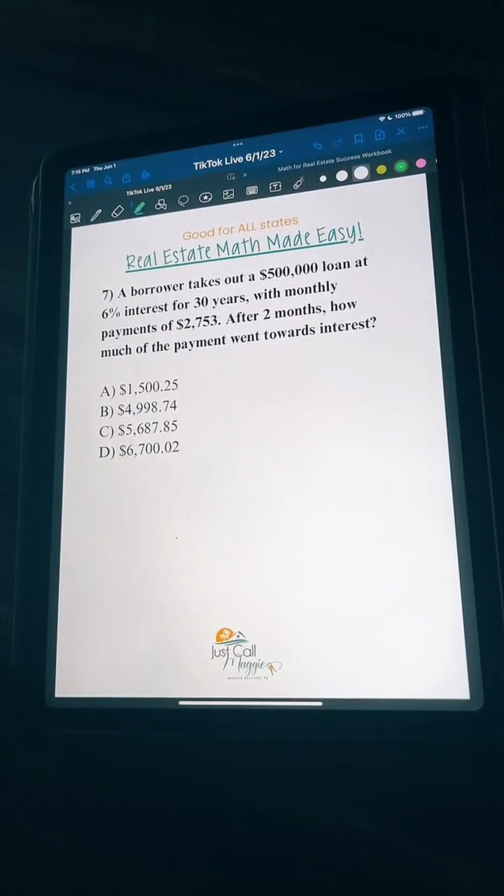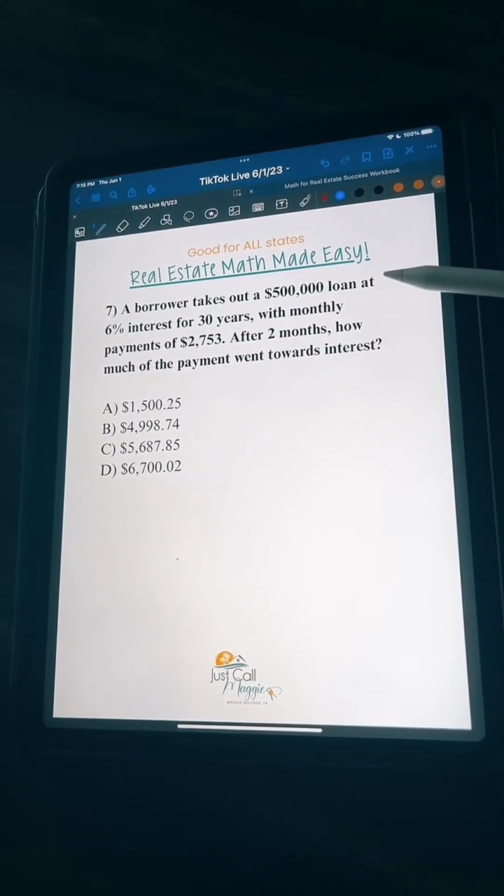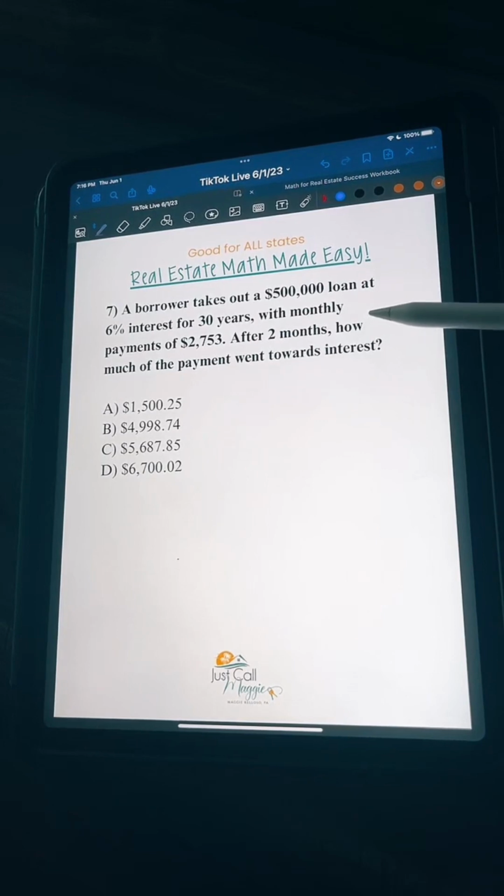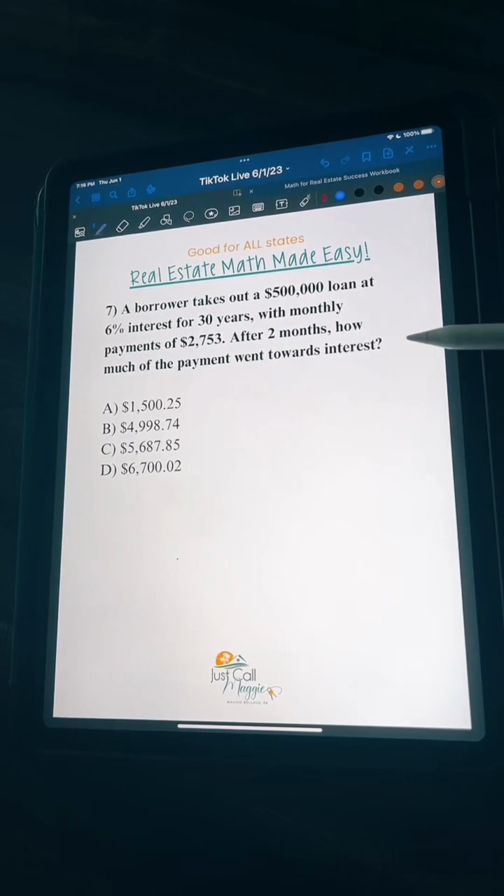Okay, here we go. This is the one you guys have been asking for. Here are some hard questions. It says a borrower takes out a $500,000 loan at 6% interest for 30 years with monthly payments of $2,753. After 2 months, how much of the payment went towards interest? Okay, so this is an amortization chart. In this amortization chart, I like to do what's called a PIP sandwich.